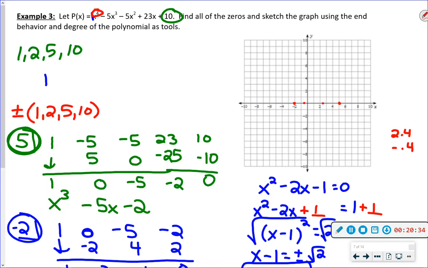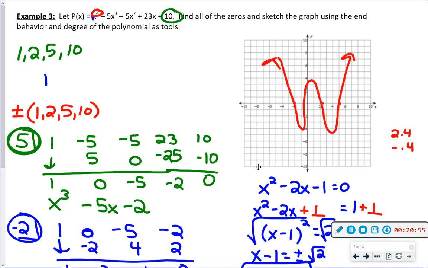So left end rises. I'm going to hit my first zero. I'm going to cross, cross, cross. Wasn't that fun? All right, any questions on that? Let me give you a sec to be right.